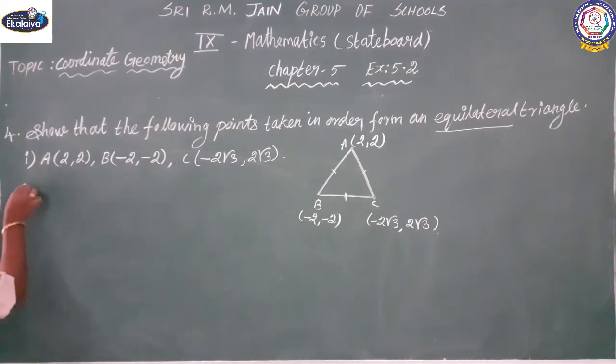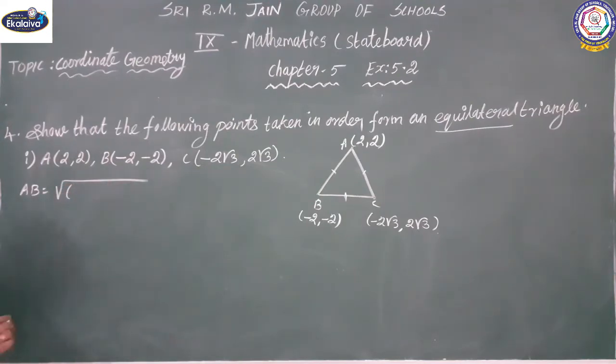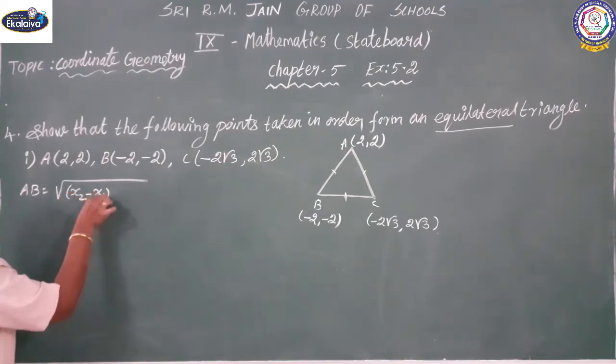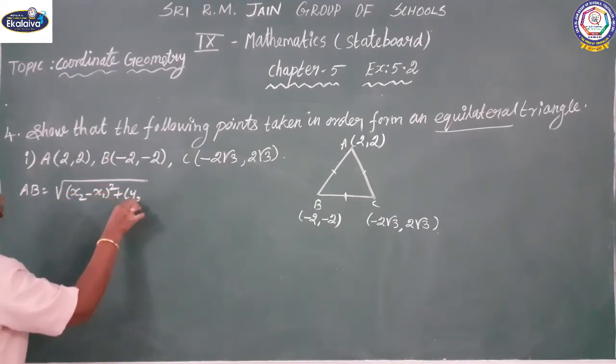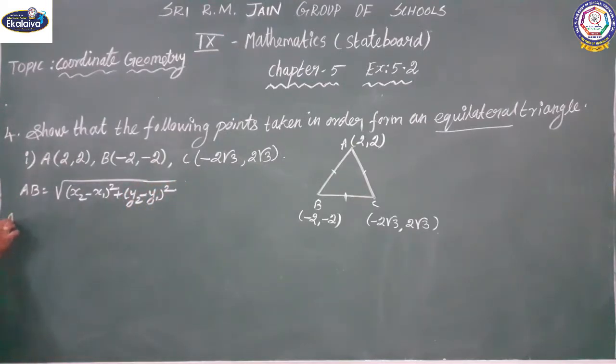First AB equal to, write the formula children. What is the formula? Root of x2 minus x1 the whole square plus y2 minus y1 the whole square. Here the A coordinate is 2 comma 2 and B coordinate is minus 2 comma minus 2. This is x1, y1, x2, y2. Substitute the values here children.